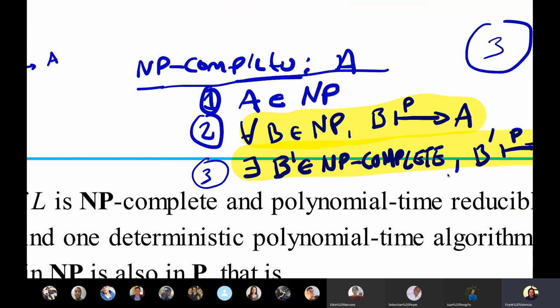When I give you an exercise to work on, basically you will have to figure out what NP complete problem you need to reduce to it. Okay, is that clear?